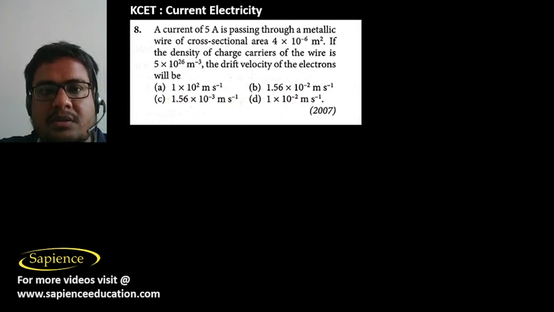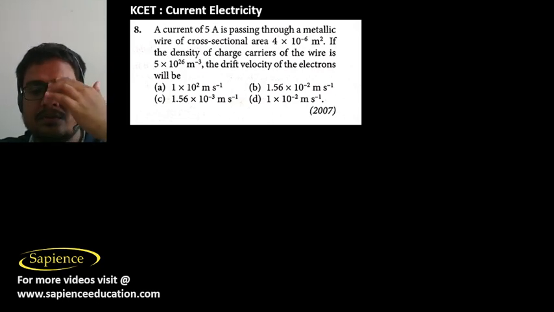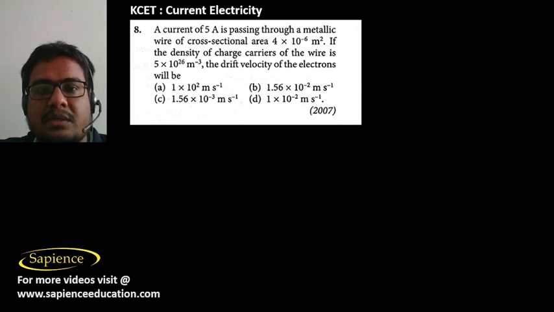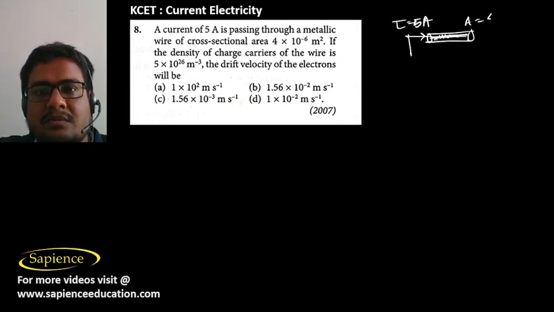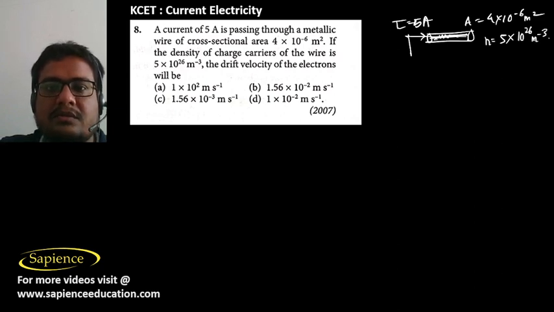Question number 8. It is told a current of 5 ampere is passing through a metallic wire of cross-sectional area 4 into 10 power minus 6 meter square. If the density of charge carriers in the wire is 5 into 10 power 26 per meter cube, the drift velocity of the electrons will be.